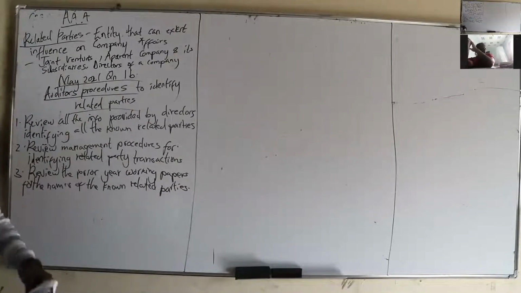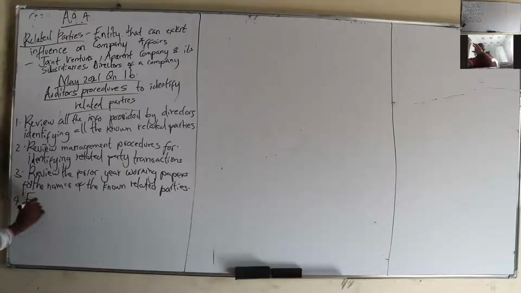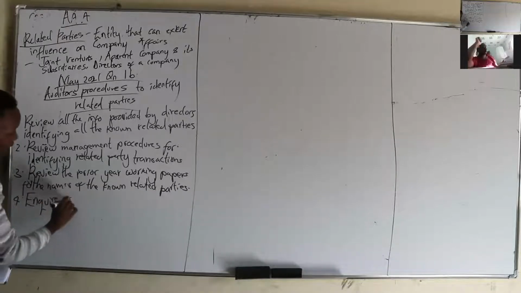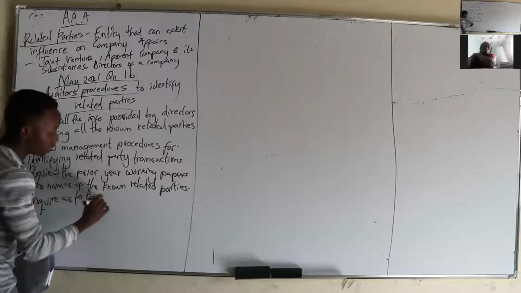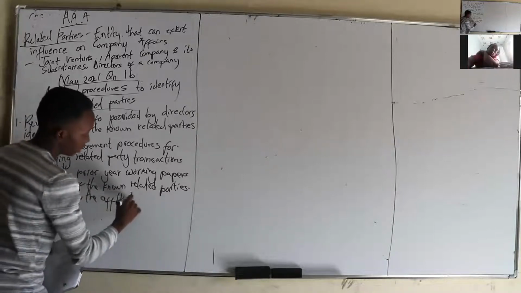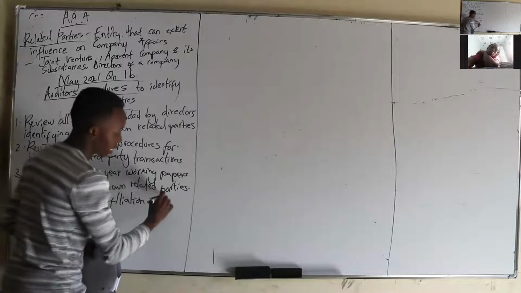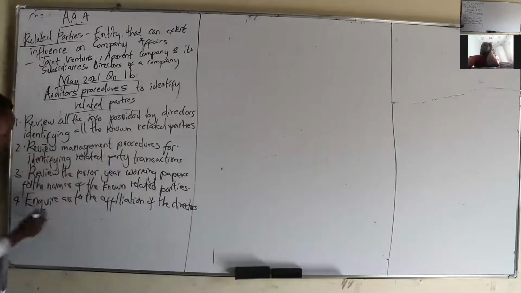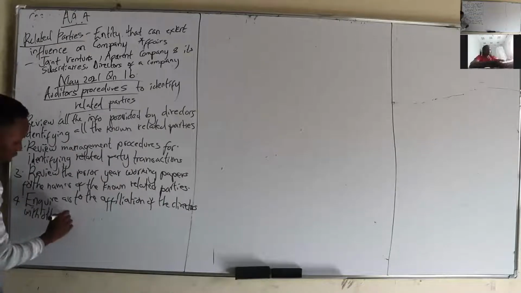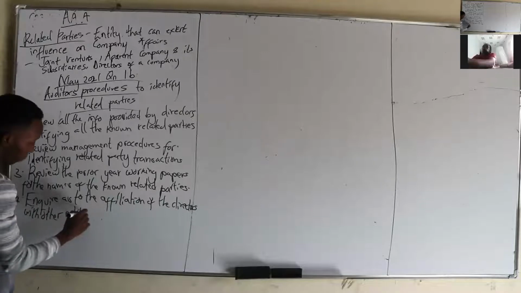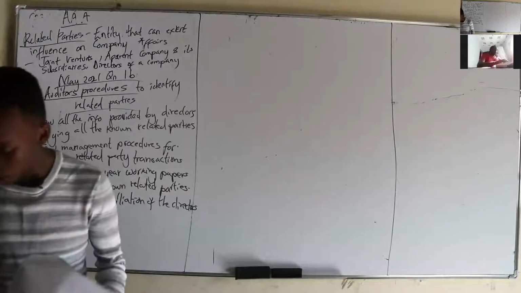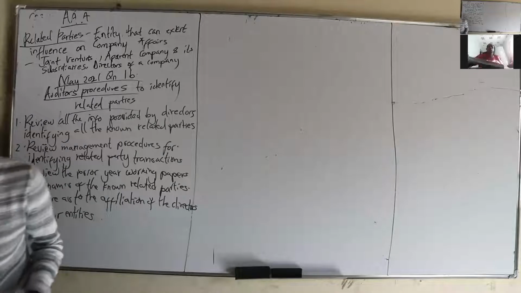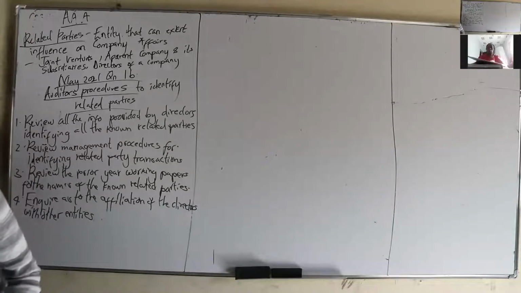And then also inquire as to the affiliation of the directors with other entities. So this is the kind of relationship the directors have with other entities. So these are some of the procedures that the auditor may use for identifying existence of related parties.